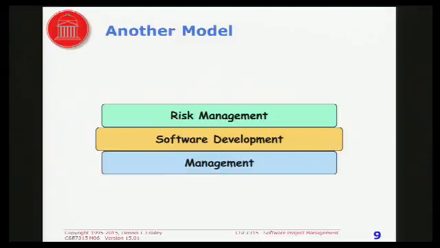Now here's another way of looking at it. Software development is in the middle, and management is doing 2 things. The ones on the bottom I call management are really the administrative end of things. The ones at the top, called risk management, is dealing with all the uncertainties, dealing with all the things that might go wrong, finding out whether or not they are going wrong, and then if they are going wrong, taking appropriate action.